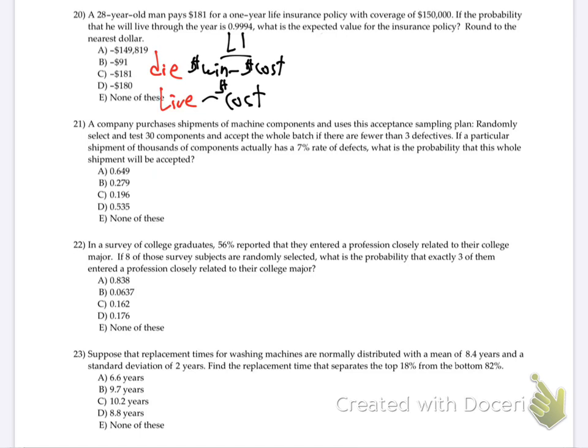All right. So how much do you win, or does your family win, if you die during the year? What is this win amount? That's the $150,000. They get the $150,000 minus what you spent to buy the policy.